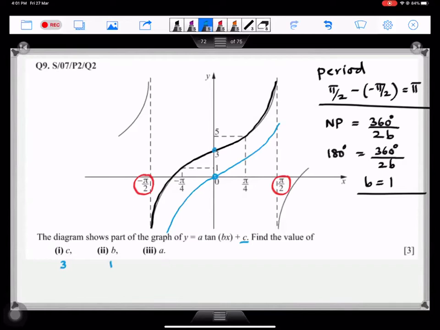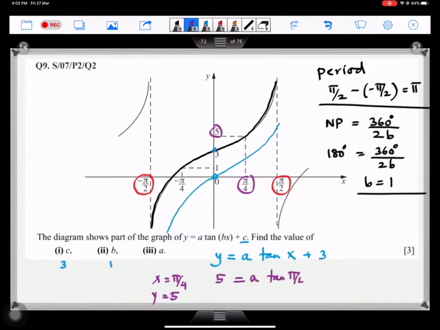How can I find a? I think the best thing is first write with whatever info you have, that is a tangent 1x plus 3, and plug in one of the points. The obvious point is pi by 4 comma 5. When x is pi by 4, y is 5. So 5 is equal to a tangent pi by 4 plus 3. We know that tangent of pi by 4 is 1. So therefore, 5 is equal to a times 1 plus 3. And therefore, a comes out to be 2. So the value of a is 2. The value of b is 1, the value of c is 3.